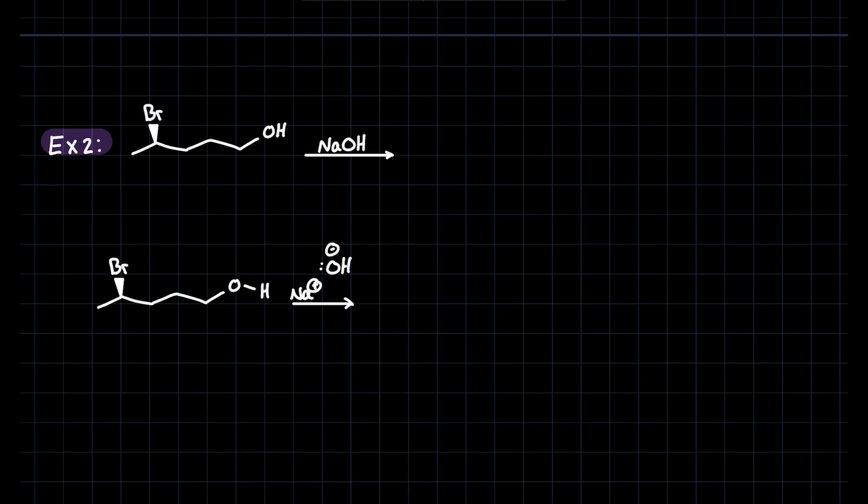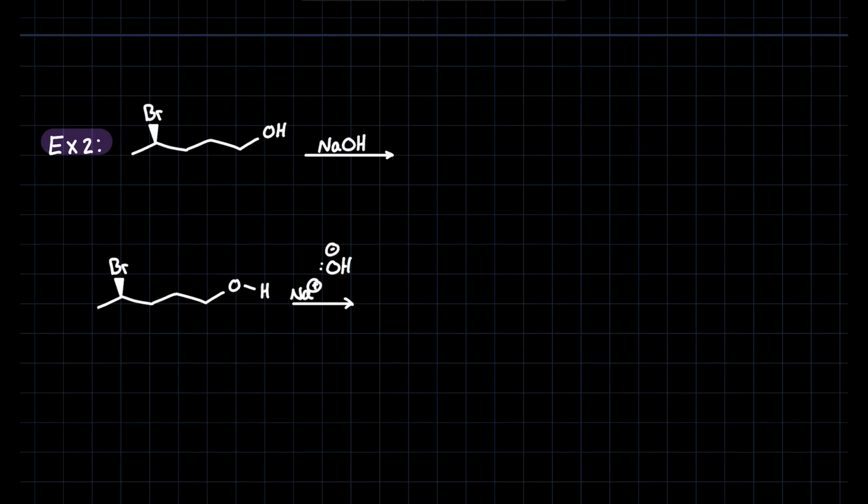Now for our second example, yet again, we'll look at what is above our reaction arrow. We can see that we have sodium hydroxide. Since we have a hydroxide, that means we have a strong base. And since we have that strong base, one of the first things I will do is look at our starting material and see if there is an acidic hydrogen.